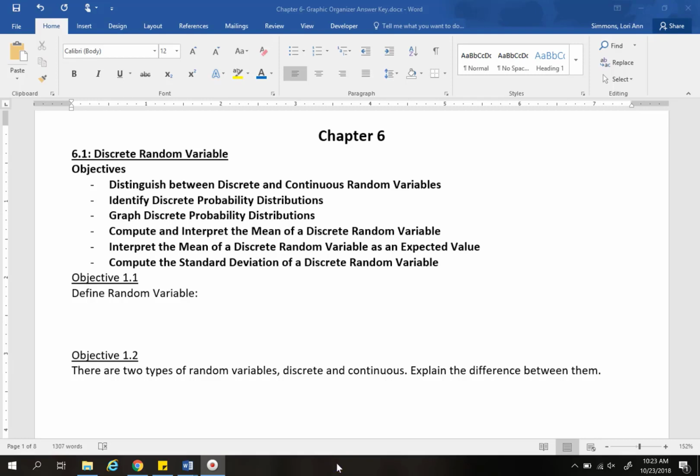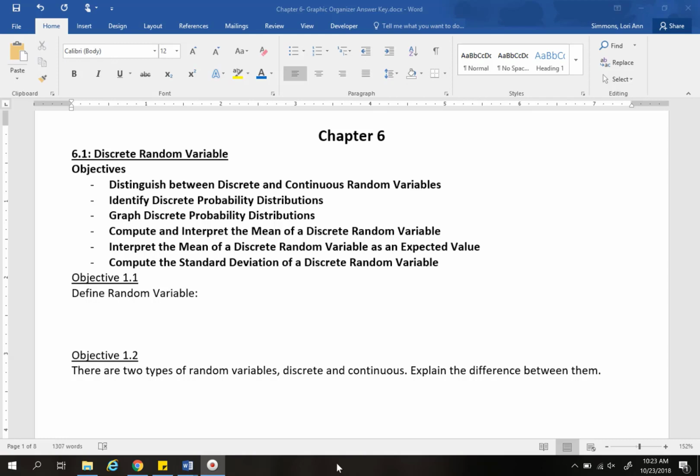Lesson 6.1, Discrete Random Variables. The objectives for this lesson are to be able to distinguish between discrete and continuous random variables, identify discrete probability distributions, graph discrete probability distributions, compute and interpret the mean of a discrete random variable, interpret the mean of a discrete random variable as an expected value, and compute the standard deviation of a discrete random variable.